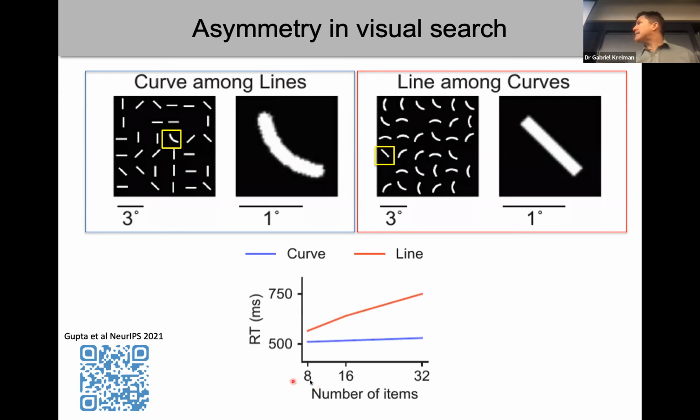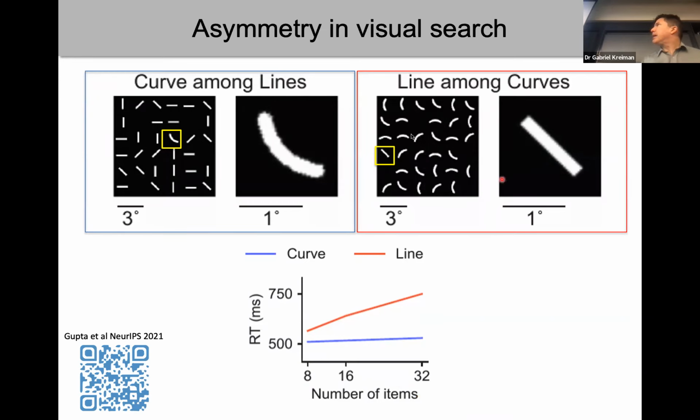And then on the x-axis, you have the number of items on the image. That is how many things you have in here. So in this case, there are either 8, 16, or 32 items. Only one of them is the target, and all the other ones are distractors. So there are 7, 15, or 31 distractors.